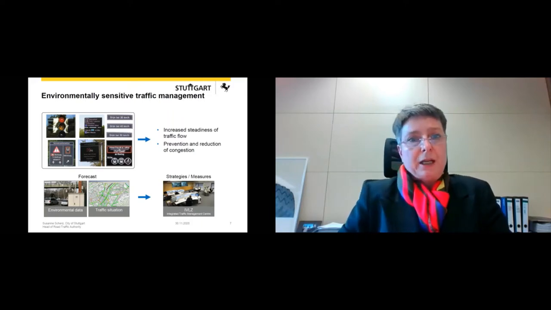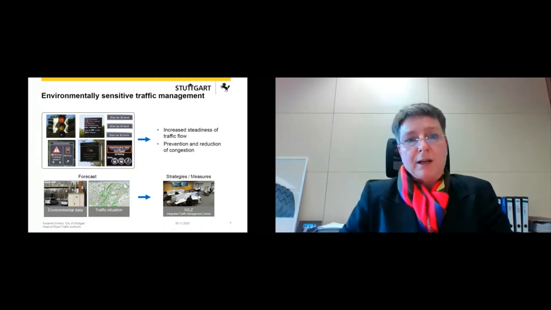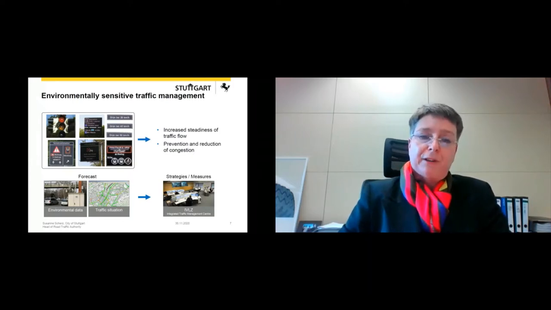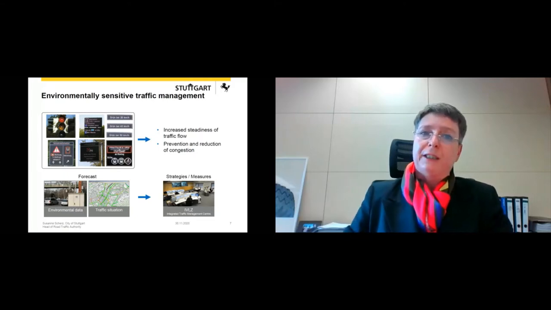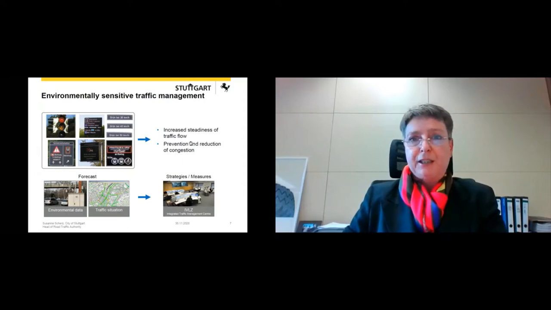Usually, we are doing emission-based traffic management by forecast. So we see what the environmental data will show us over a year or a period, and we have a look at the traffic situation. We are operating different technical devices, as for example, our traffic lights or several variable message signs. The goal is to increase the steadiness of the traffic flow and to prevent and reduce congestion.